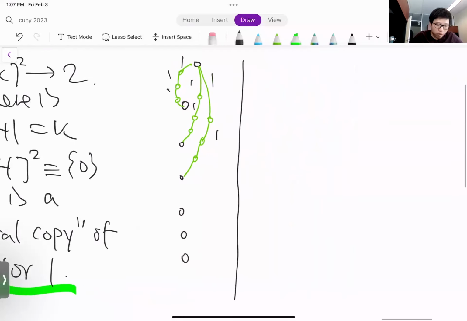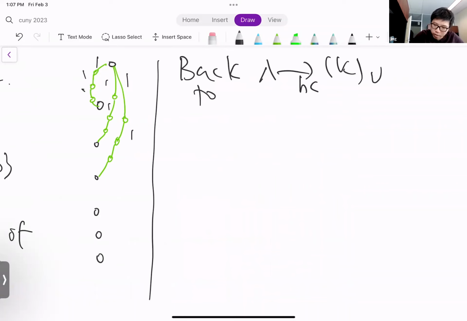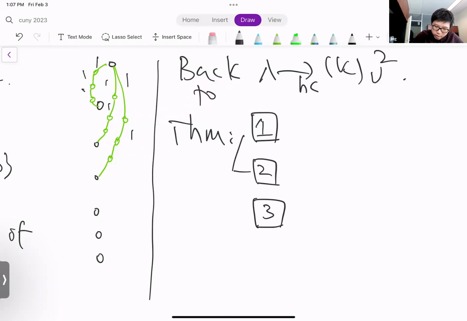Okay, so let's go back to, I guess I've given enough background so I can state the theorems. So back to λ arrows HC κ ν 2. Let me first say what's already known. So 1, 2, 3 are due to the authors that I just cited: Bergfalk, Lambie-Hanson, and Shelah.